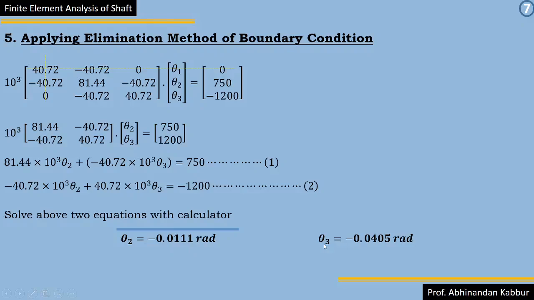Then theta 3, that is the angle of twist at the free end, is minus 0.0405. This is nothing but the total theta in the shaft, the theta at the free end with respect to the fixed end that we calculated in mechanics of materials. We are getting it as theta 3 here.